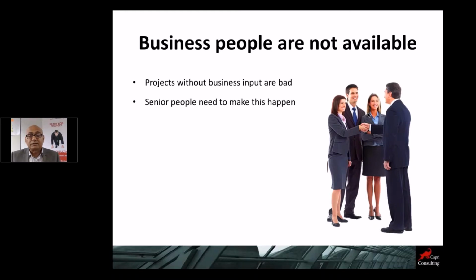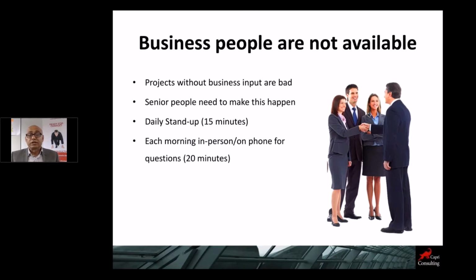And for this, I think the senior managers, senior people in the organization, need to make this happen. They need to convince business people to take ownership and dedicate themselves to the project lifecycle, so that they are 100% available to us. They should be available for the daily stand-up, just 15 minutes of their time each morning, in person or by phone for questions, because during product development you might have hundreds of questions, and it could be a business-related question which only business can answer. So they need to be available for answering those questions over the phone or in person.